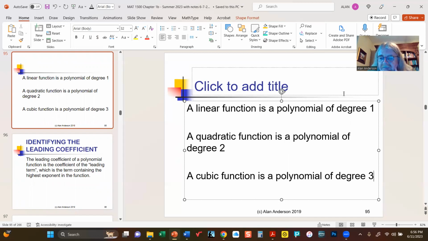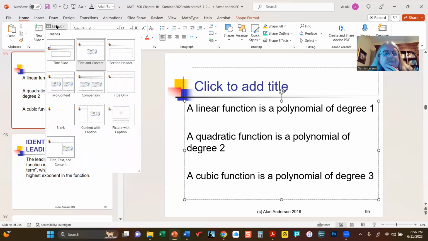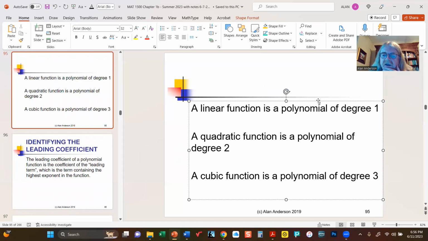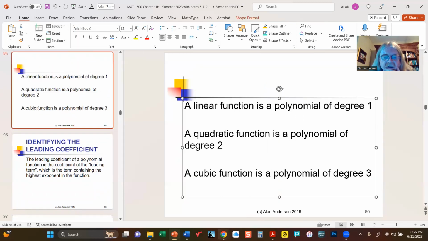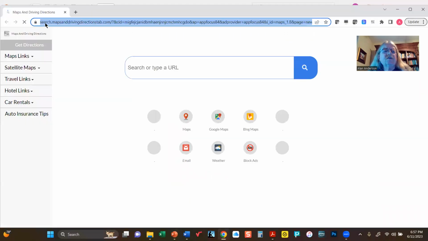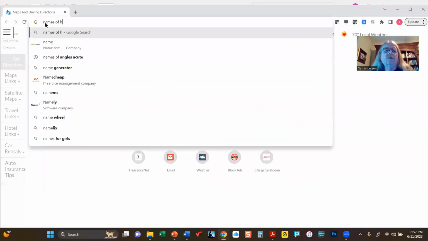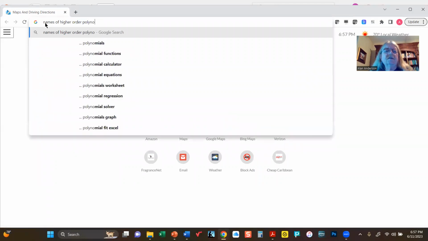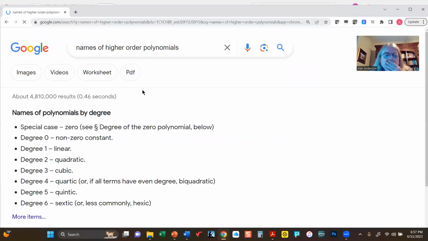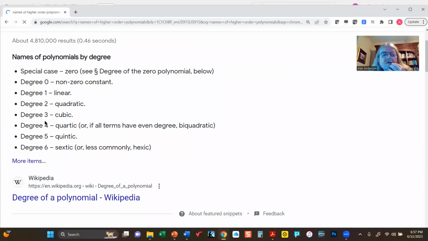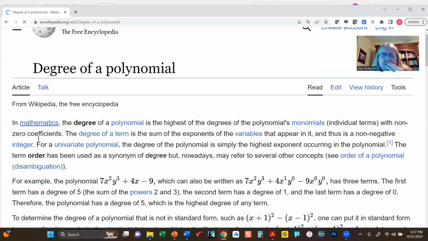Now, by the way, there are names for the higher order polynomials. Like, for example, the 4th degree is quartic. If you're really interested, you can go to Wikipedia. And if you search carefully, you can find names of higher order polynomials. There we go. So this is what I was saying. 4 is quartic. 5 is quintic. 6 is sextic, et cetera, et cetera. So like I said, they all have names.